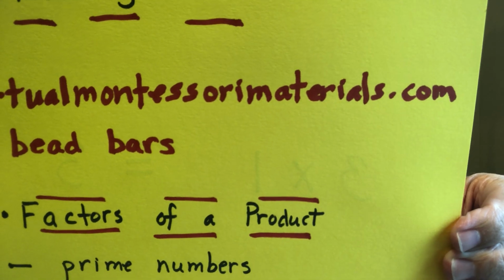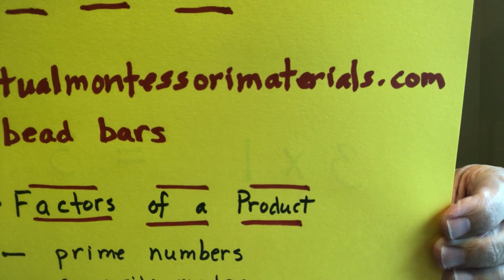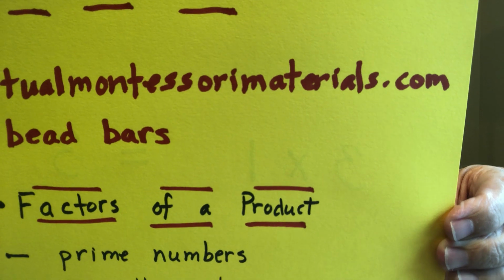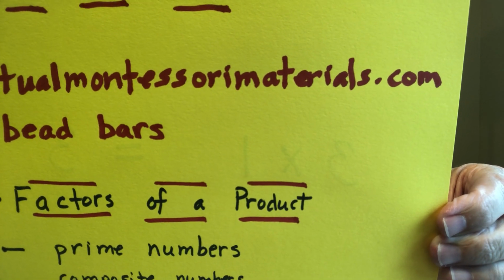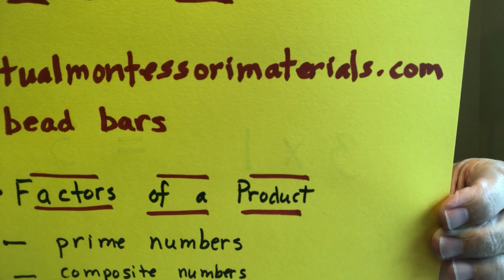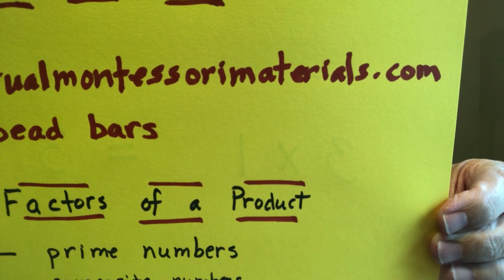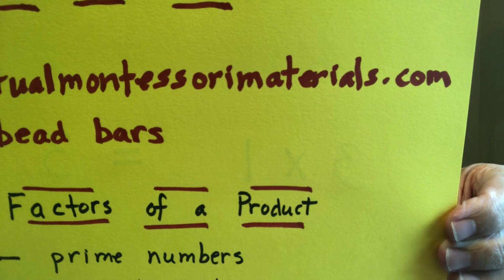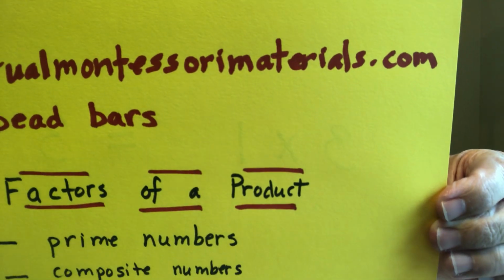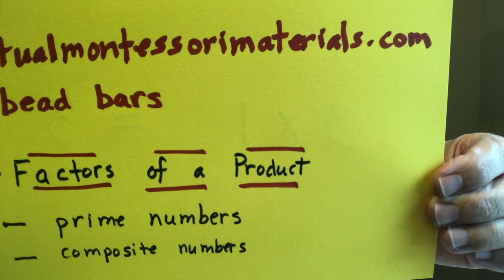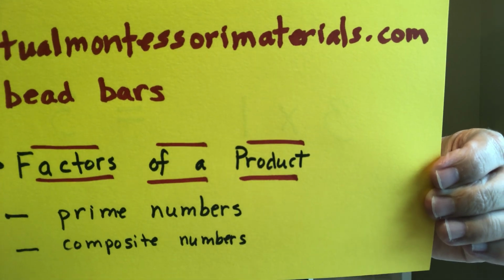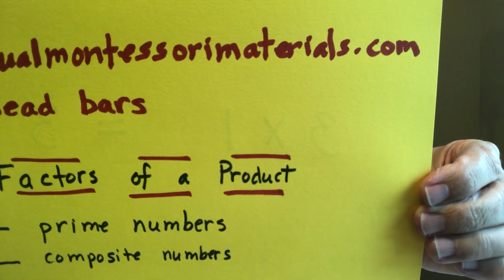So virtualmontessorimaterials.com, and then choose the box that says bead bars. And we're going to go over two games today, the Magic Zero and Factors of a Product. And there's going to be a couple of vocabulary words that are new today to some of you. The first one is prime numbers. And the second one is composite numbers.